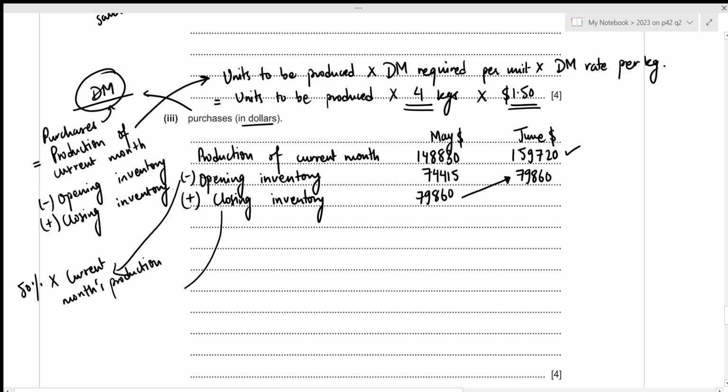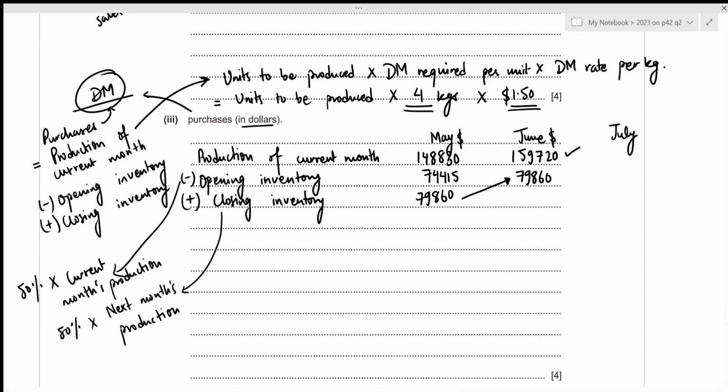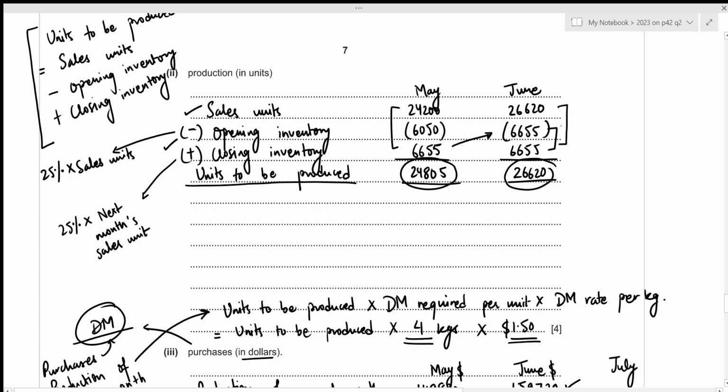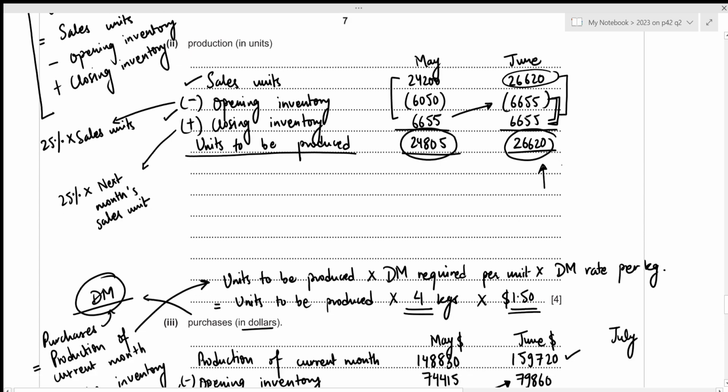And the value for the closing inventory is just going to be 50% times next month's production. So for the month of June, we have to refer to the production in the month of July. But remember that our sales units was to remain constant after the month of June, which means that in July as well, our opening and closing inventory will be 6,655 and 6,655, and our sales units will remain the same, which means that our units to be produced for the month of July will also remain the same at 26,620.